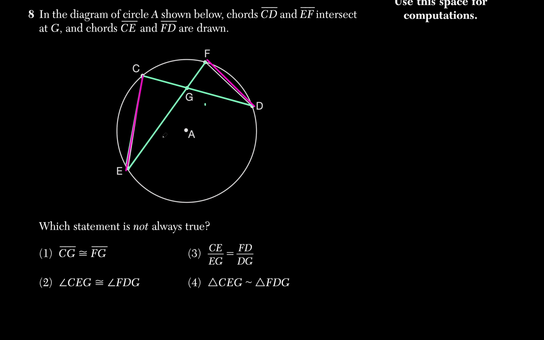So let's look at choice 1. CG, this length CG, is congruent to FG.